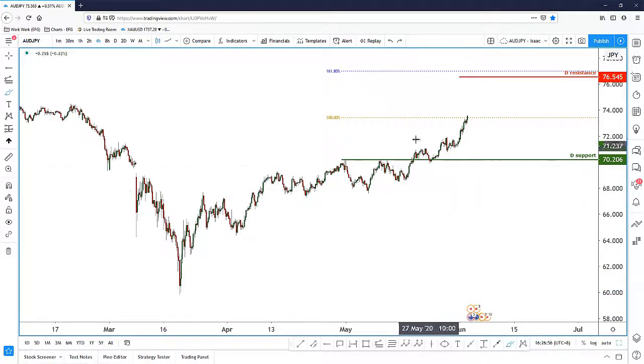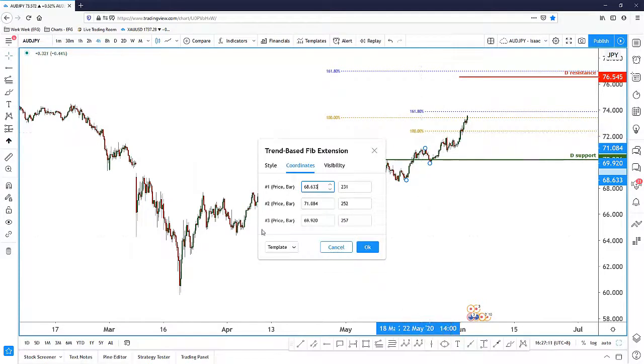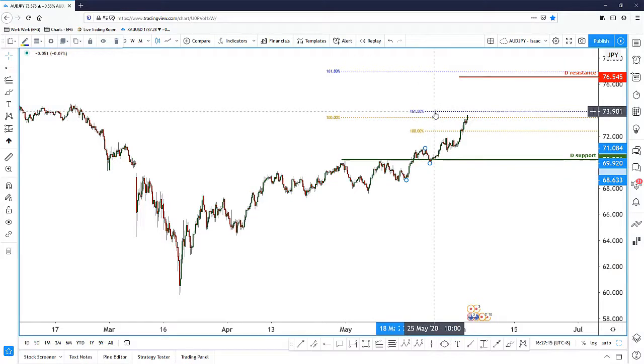And not just that, we can actually take this zigzag here to see how far price can go up. So let's do that. 0.1, 0.2, 0.3, and price is coming close right now to the 161.8. All right, so we're not sure because the Fibonacci levels are not lining up too nicely.